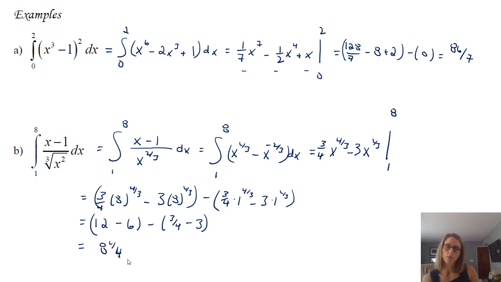And these are also things you can check. You could graph in Desmos x minus 1 over the cube root of x squared. You could put that in as f of x into Desmos, and you could see that from 1 to 8, do you get about 8 and 1/4 units squared? Because if you do, that's the idea. It's the area under that curve. Unless it tells us area, our answer is just a number. We don't have to write units.